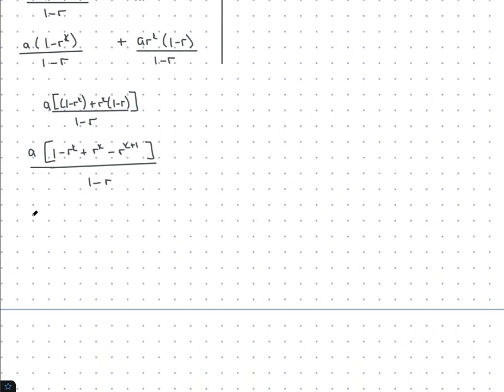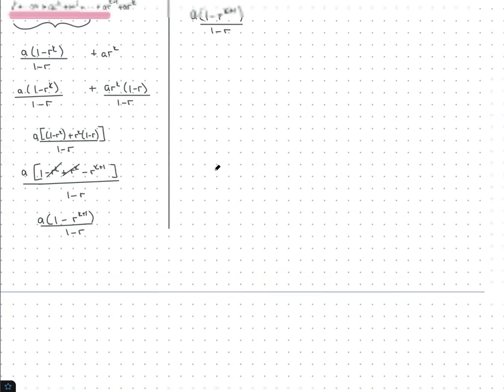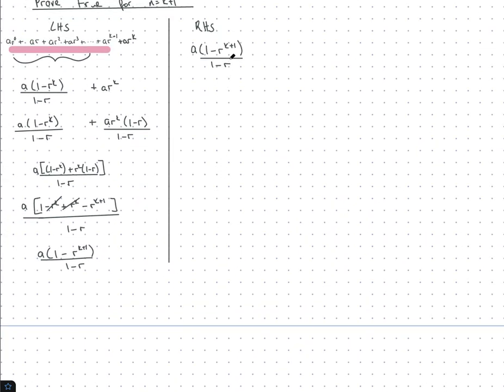I'm going to tidy up the bracket now and look what happens. This and this, it's doing and undoing, and then I'm left with A into 1 minus R to the k plus 1, and on the bottom I'm going to have 1 minus R, and then hopefully you're able to recognize that. That is the same as what we have on the right hand side. So now I'm going to say left hand side equals right hand side.